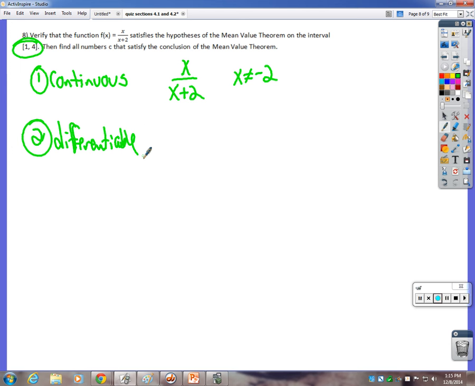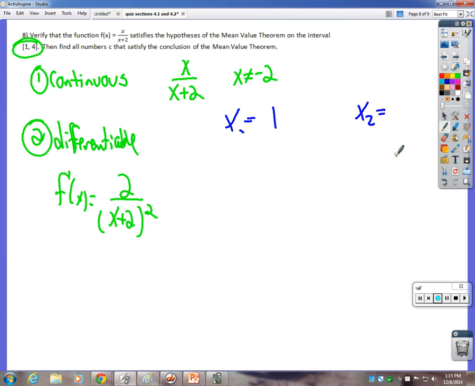And then the other one is differentiable. So take the derivative and show that it is fine. So the derivative of this works out to be 2 over x plus 2 squared, which is fine. So it meets all of those conditions. Then it says find all numbers c that satisfy the conclusion of the mean value theorem. So now I have to look at x1, which is 1, and x2 is 4.